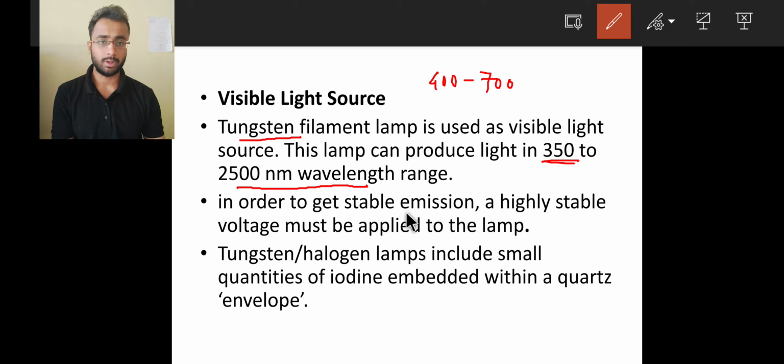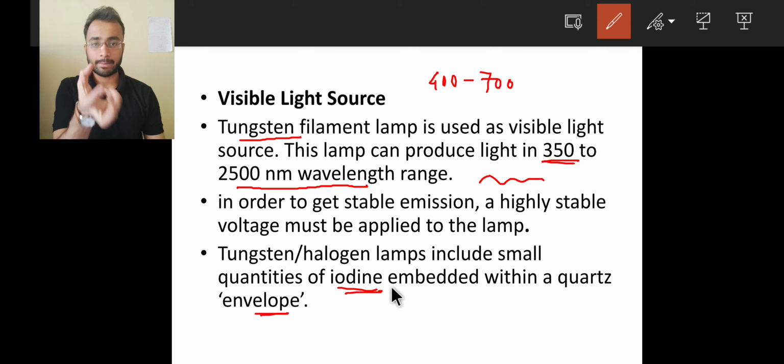What we need to do, we have to give a stable voltage so that it can produce a stable wavelength. Tungsten halogen lamps include small quantities of iodine embedded within the quartz envelope. In the tungsten lamps, we use a small amount of iodine. This iodine actually reabsorbs the tungsten back. This will avoid the corrosion of tungsten. Iodine actually avoids the corrosion of tungsten.